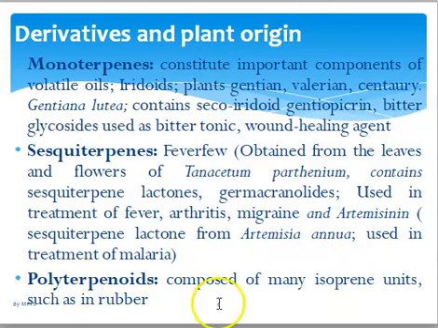The polyterpenoids contain very many isoprene units and are mostly found in rubber.